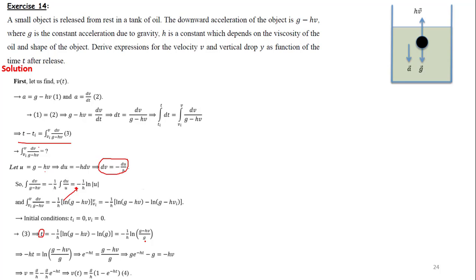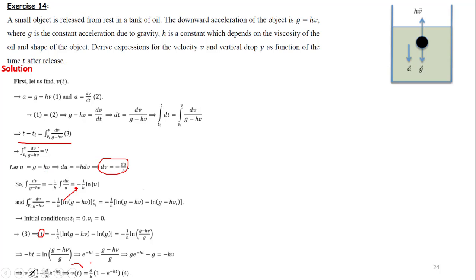In the question, they asked us to find v as a function of t. Okay, so we should adjust the form of this equation in such a way to see v equal to an expression as a function of time. Okay, so we found equation 4. It's the equation of v as a function of time.